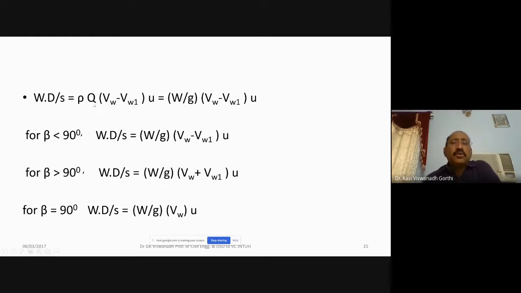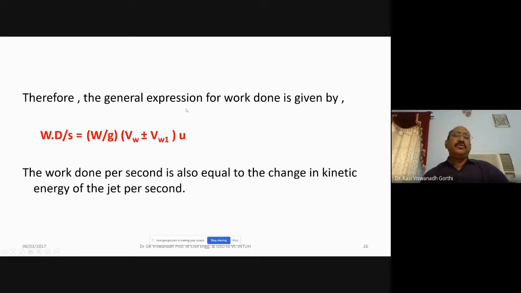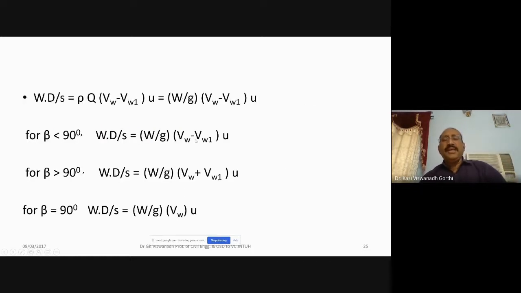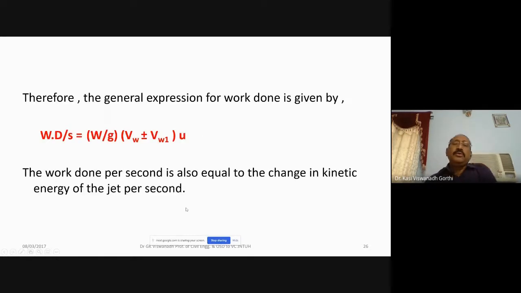Please note here, rho is the mass density and Q is the volume rate of discharge, so rho into Q represents the mass rate of flow. W by G also represents the mass rate of flow, where W is the weight rate of flow divided by acceleration due to gravity. So you have three different cases: VW minus VW1, VW plus VW1, and VW plus or minus 0. In the generic form, the work done per second would be W by G into VW plus or minus VW1 into U. The plus sign applies when beta is acute, the minus sign when beta is obtuse, and VW1 is equal to 0 when beta is equal to 90 degrees.